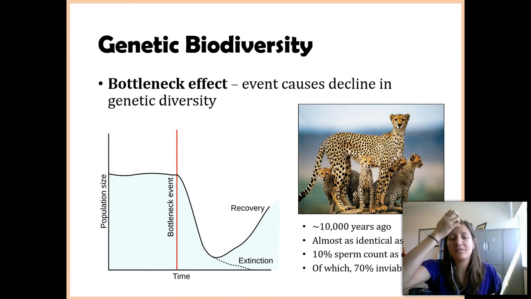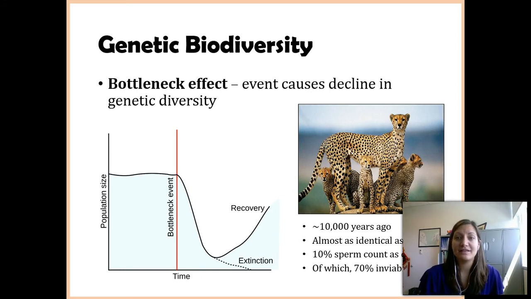An example of a species that has experienced this is the cheetah, so the fastest land mammal on Earth. About 10,000 years ago, the cheetah went through a bottleneck effect. That 10,000 years ago, this event was the last ice age. It obviously made their habitat much colder. Finding food was a lot harder. They actually got down to a population of around 9 individuals.